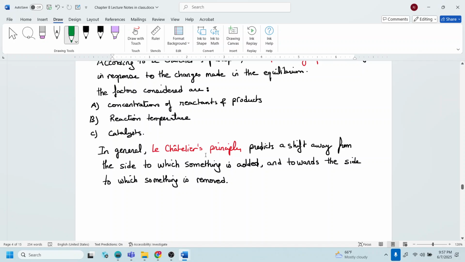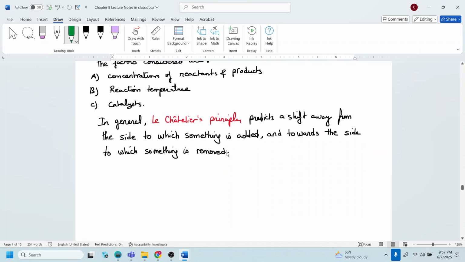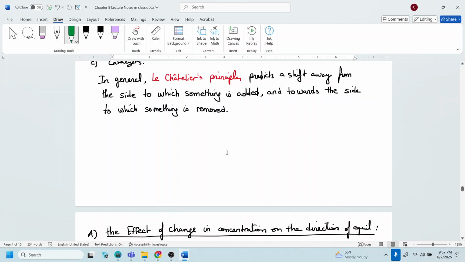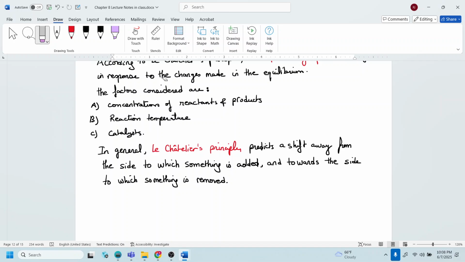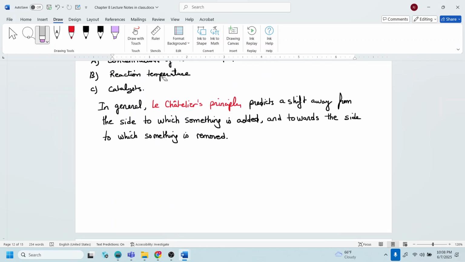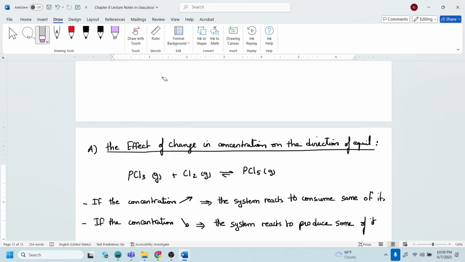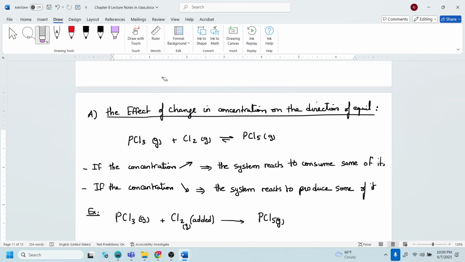In general, Le Chatelier's principle predicts the direction of equilibrium, which is the shift away from the side to which something is added and towards the side from which something is removed. This is what Le Chatelier's principle is. A system at equilibrium, if it is disrupted, will shift in a direction just to minimize the disturbance. So let's consider the factors that affect the direction of equilibrium.